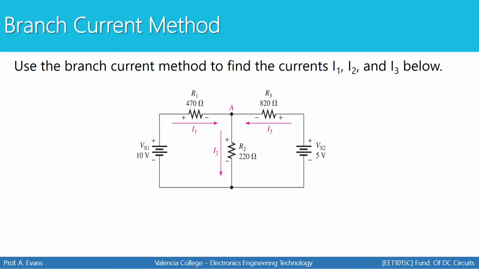So here's an example. In this example, we have two sources, a 10-volt source and a 5-volt source. Keep in mind that we've already discussed superposition, and that's another theorem you could use to analyze this circuit. Today's focus, however, is to learn a different tool, which is the branch current method. With this method, we'll be able to find the branch currents, which are labeled here, I1, I2, and I3.